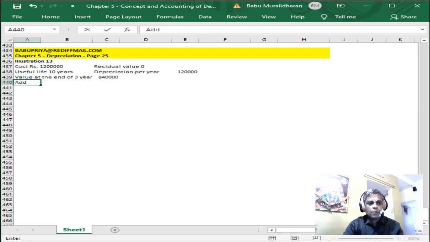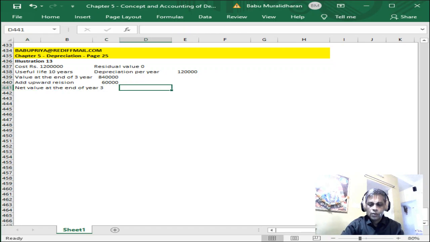Add upward revision in the value of asset 60,000. Net value at the end of year 3 is equal to 8,40,000 plus 60,000, which is equal to 9 lakhs.